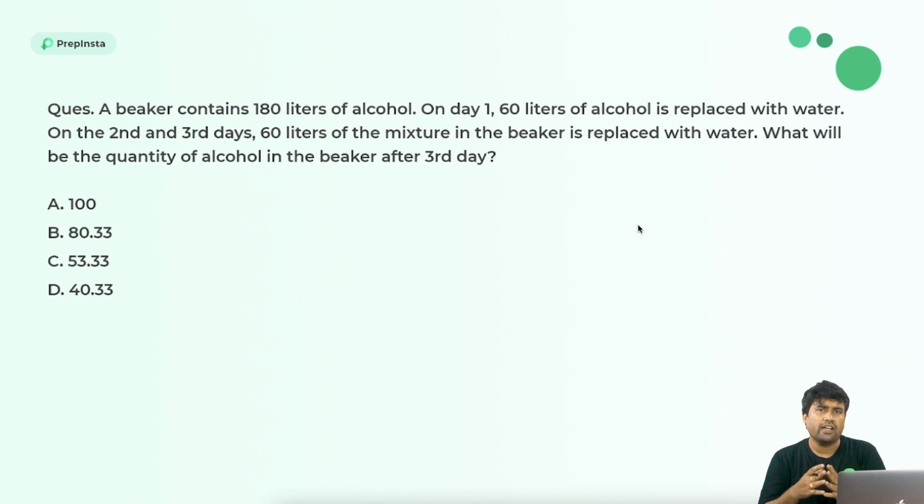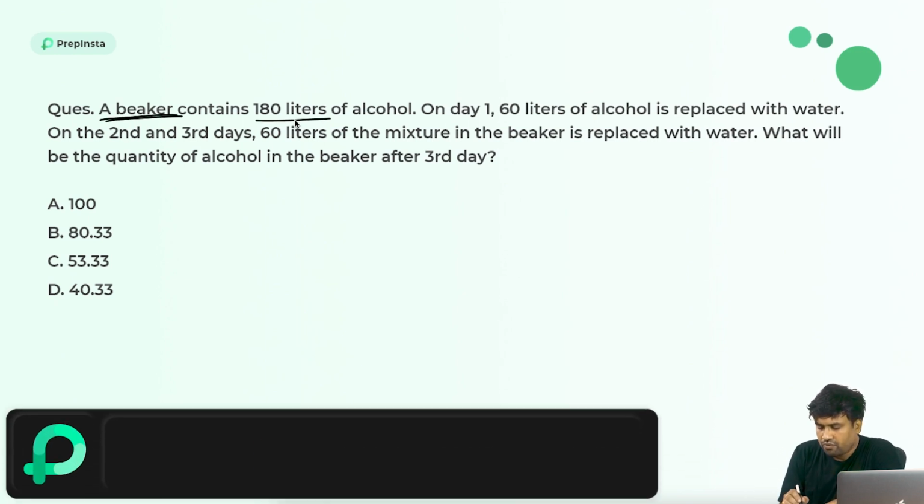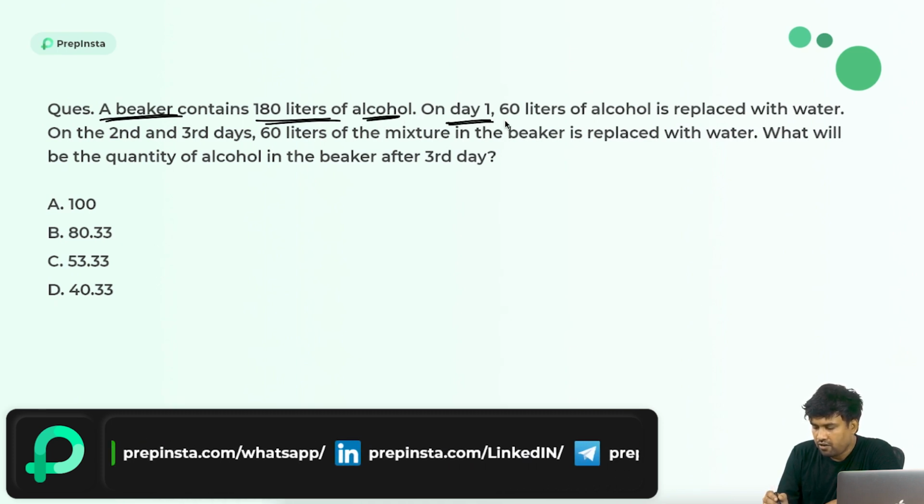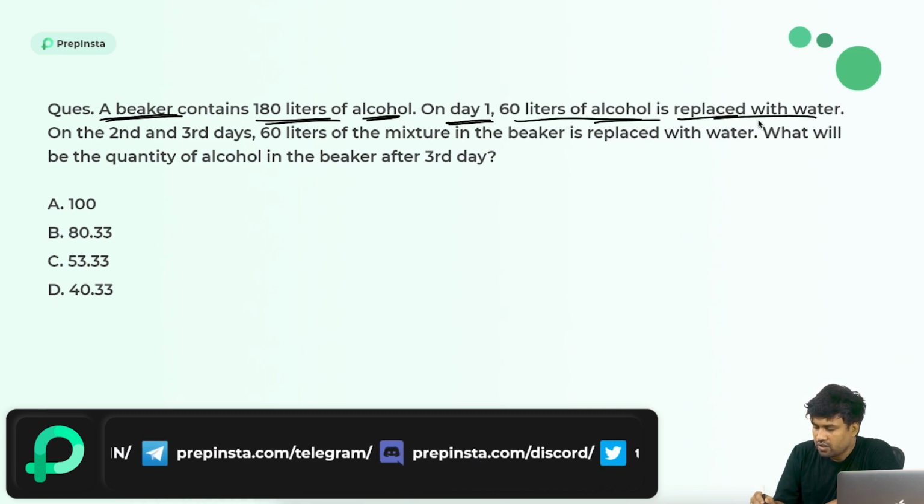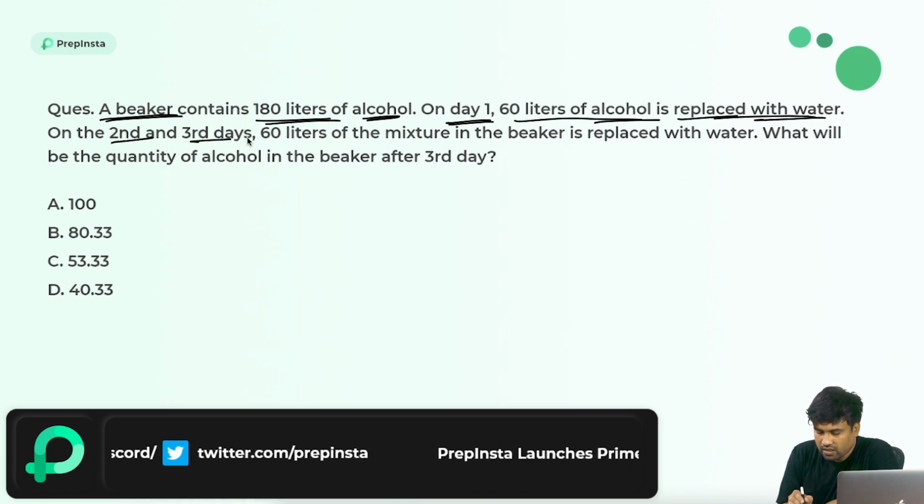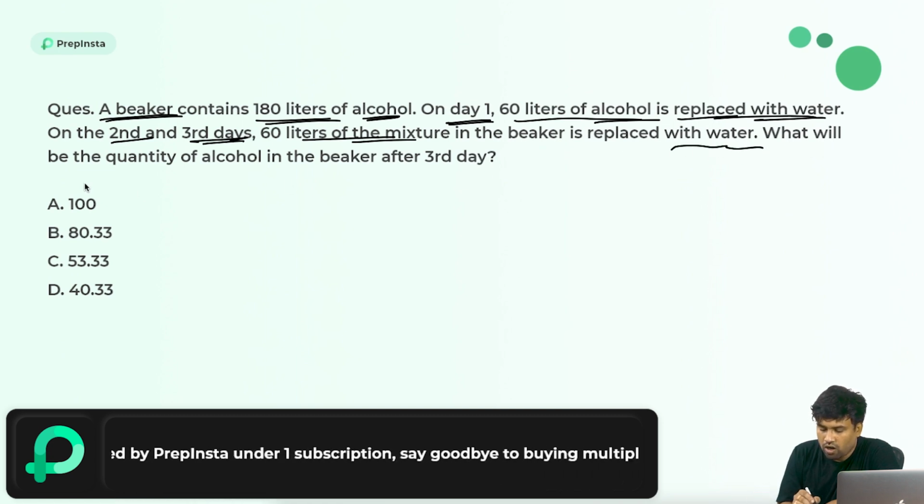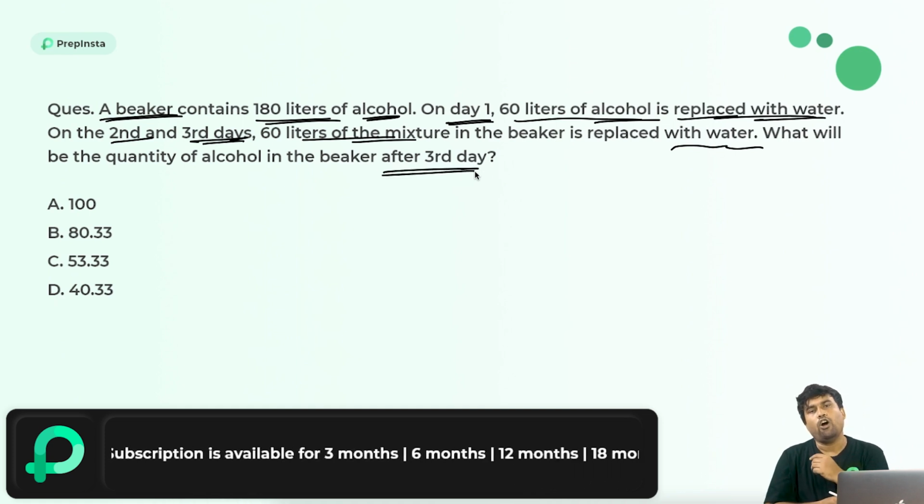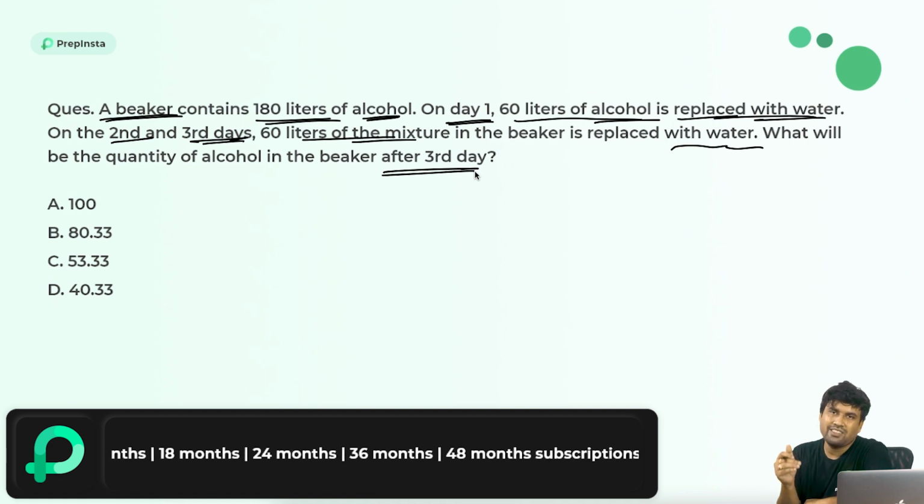Here's the first question. Again, I am saying this, try to pause the video and try to solve it on your own first. Then I will give you the best shortcut to do these types of problems. Look at the problem. A beaker contains 150 liters of alcohol. On day 1, 60 liters of alcohol is replaced with water. On the second and third days, 60 liters of the mixture in the beaker is replaced with water. What will be the quantity of alcohol in the beaker after the third day? So we need to find how much alcohol is left in the beaker at the end of the third day, right?